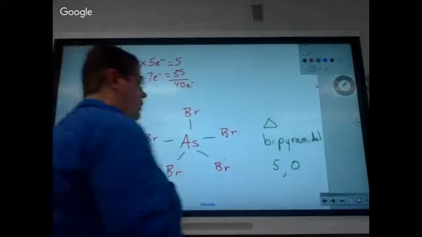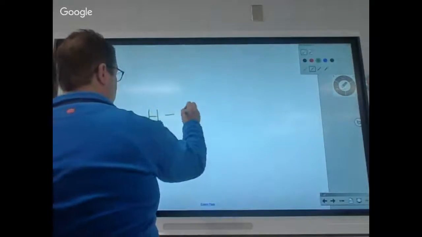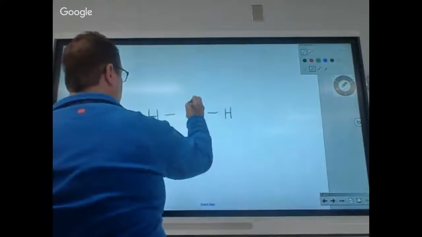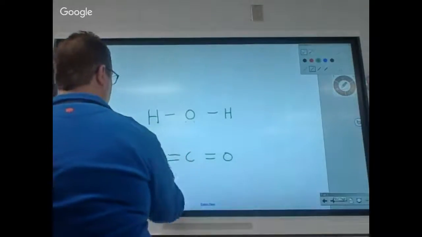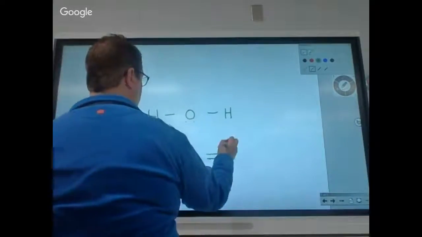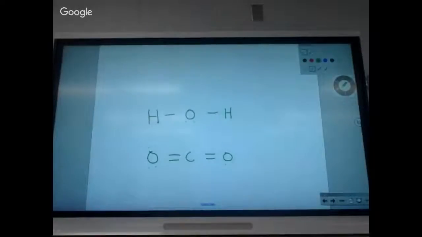For example, if you have something that has... how are they different? Exactly. Okay, so that's why I'm saying you have to be able to tell who has lone pairs and who doesn't, because this geometry and that geometry are not the same. I drew them the same, but they're not the same geometry.